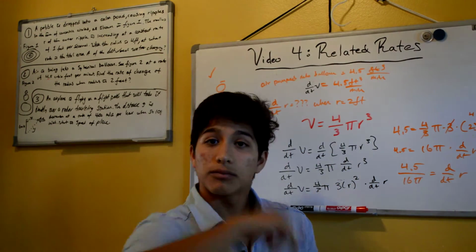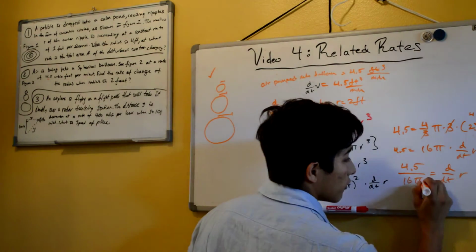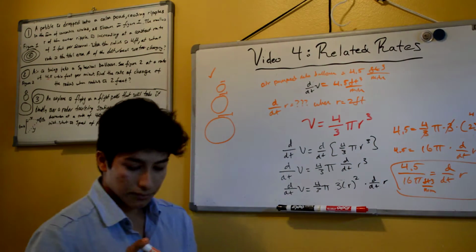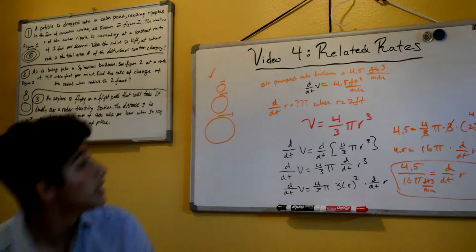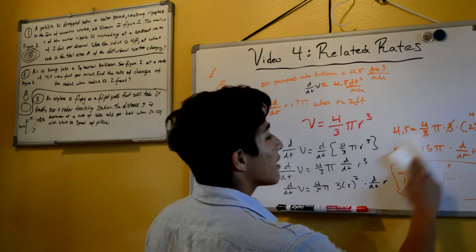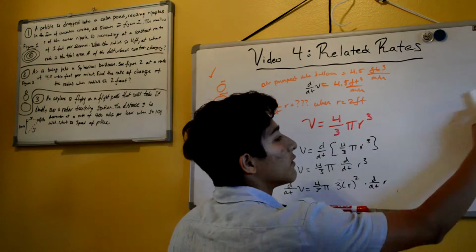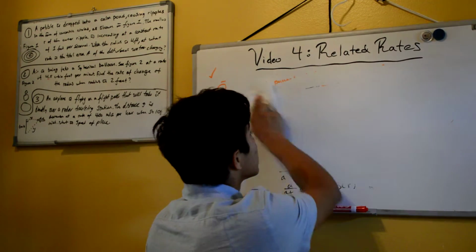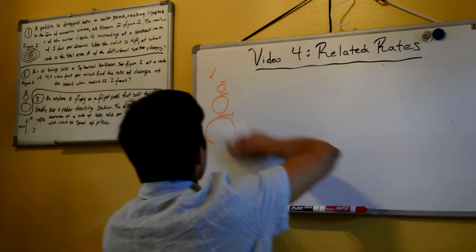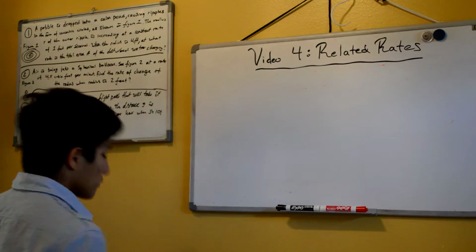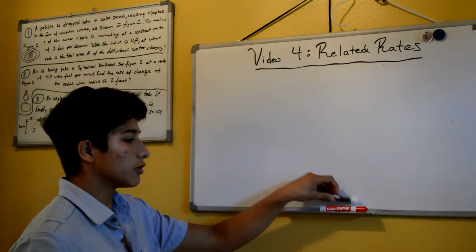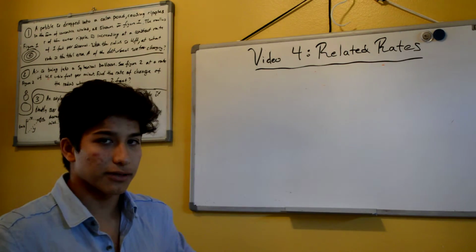And always, don't forget your units, so feet cubed per minute. And that's it. See, it's very simple actually. I think the hardest part is finding the equation that relates them. I think that's the hardest thing you're going to have to do. But if you just remember back to geometry and try to remember all those equations, then you'll be fine.